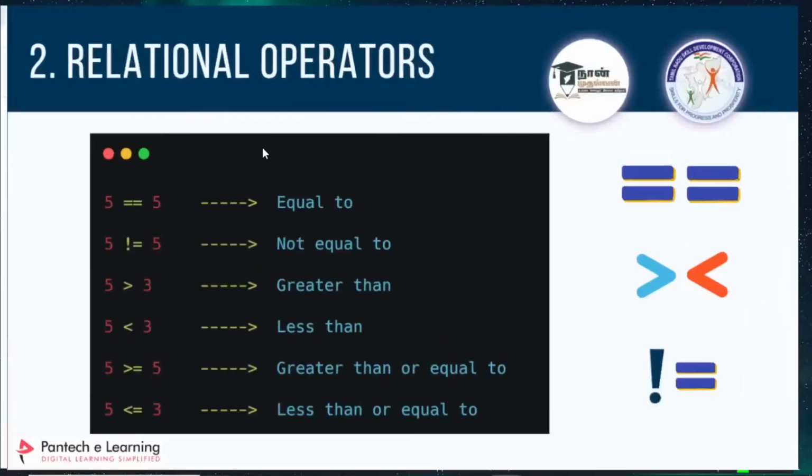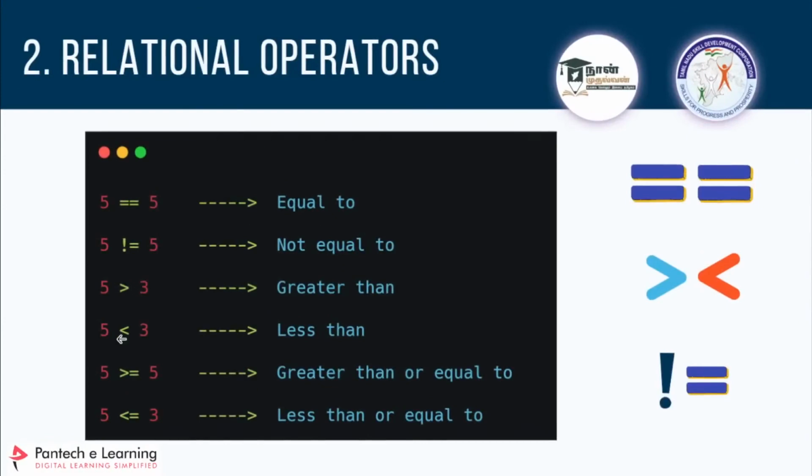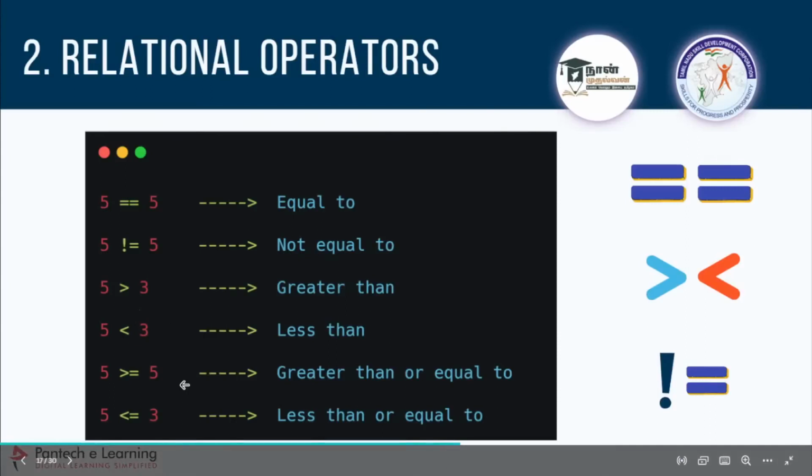Next one will be the greater than and less than sign. You are familiar with this, right? If it is true, it is going to give us true, and if the condition fails, it is going to give me false. You can also use greater than or equal to and less than or equal to, using this symbol and then the equal to sign. If you are checking less than or equal to, you can give the less than and equal to symbol.